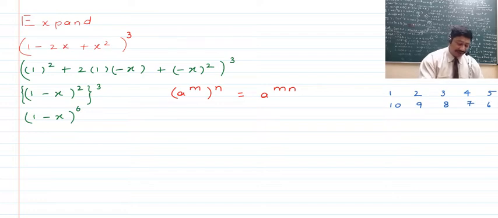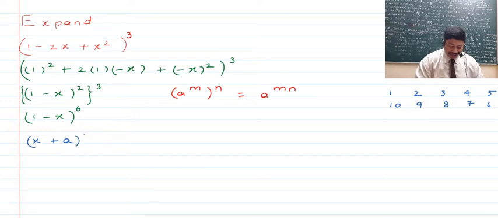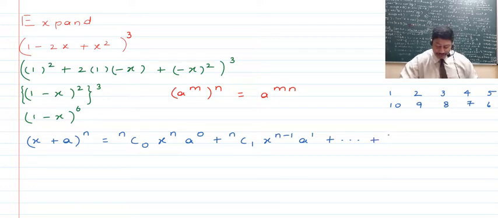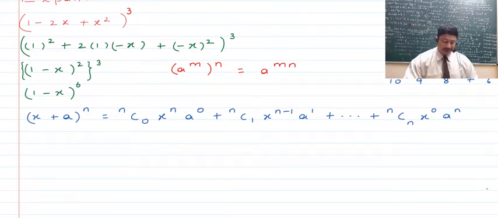Now we will quickly be reminded of the binomial theorem, which says that if we have a binomial like x plus a raised to the power n, then that becomes equal to nC0 x raised to the power n times a raised to the power 0, plus nC1 times x raised to the power n minus 1 times a raised to the power 1, and all of that is going to continue up to the last term, which is nCn x raised to the power 0 a raised to the power n. So using this binomial theorem, now we're going to expand 1 minus x raised to the power 6.